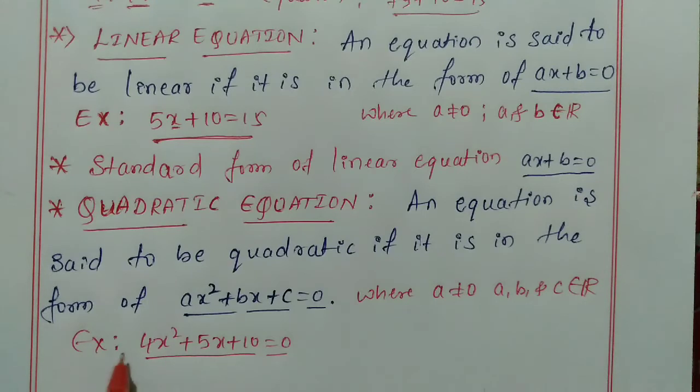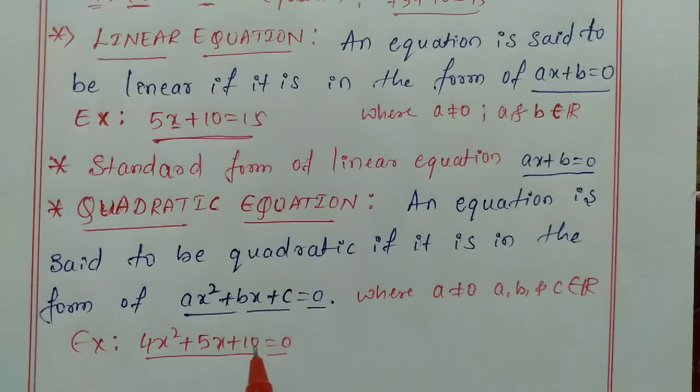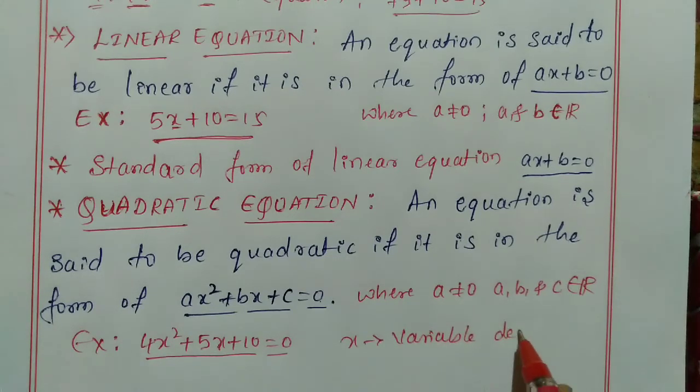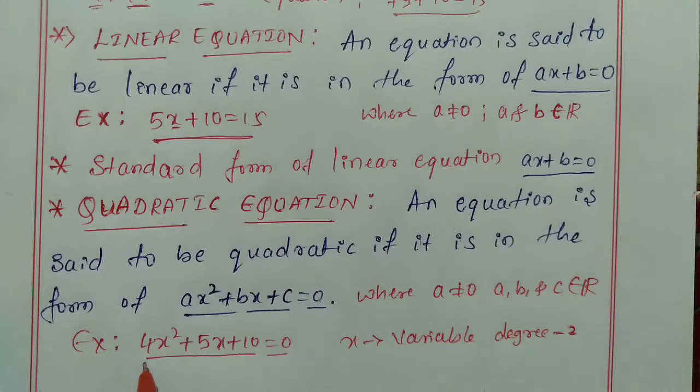Here we check whether this is in the form ax square plus bx plus c equal to 0 or not. It is, so this is an example of a quadratic equation. Here x is the variable, and the highest degree of the variable is 2. If the highest degree of the variable is 2, then it is called a quadratic equation.